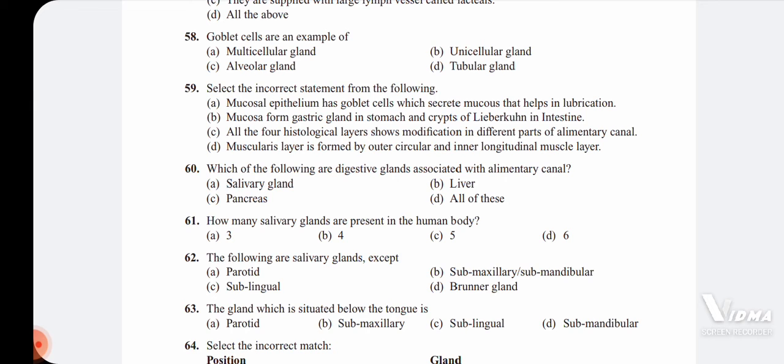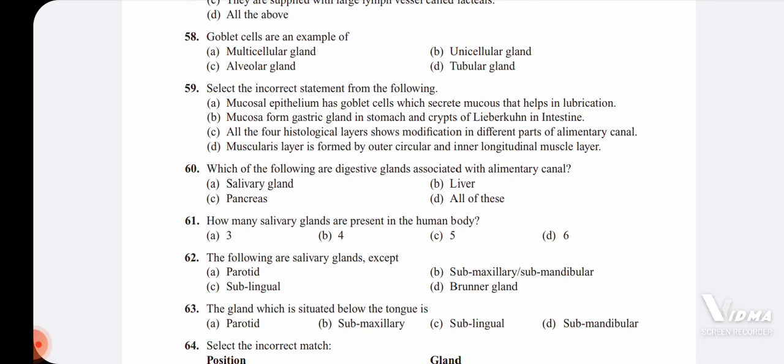So all the histological layers which are present in the alimentary canal are going to show modifications. What are those modifications? The submucosa is going to form the Brunner's glands in the duodenum. Then the mucosa in the small intestine, mainly the ileum and jejunum, is going to form the villi. The same mucosal layer in the stomach is going to form irregular foldings, called the rugae. So these are the different modifications observed with respect to the histological layers.